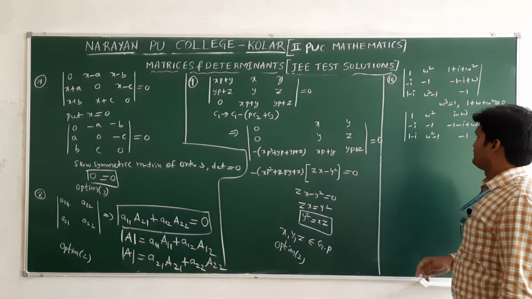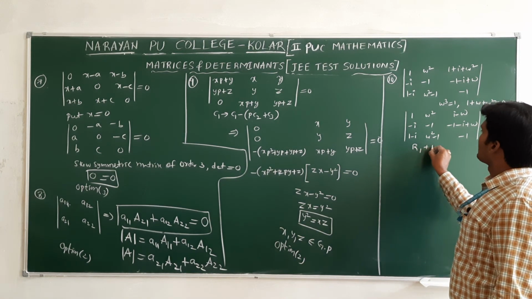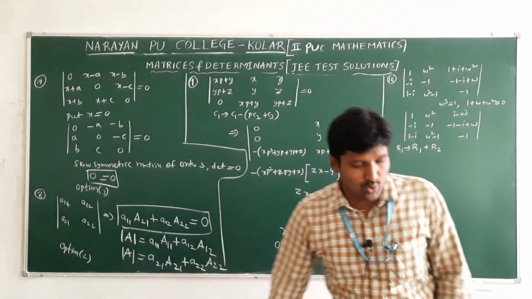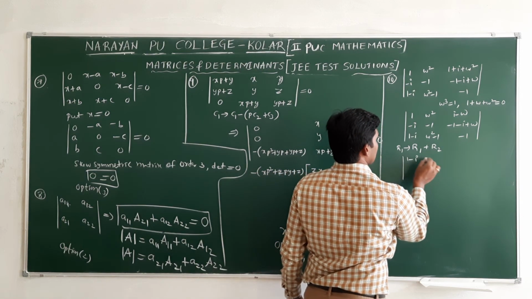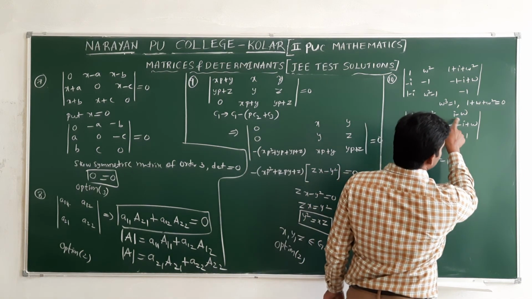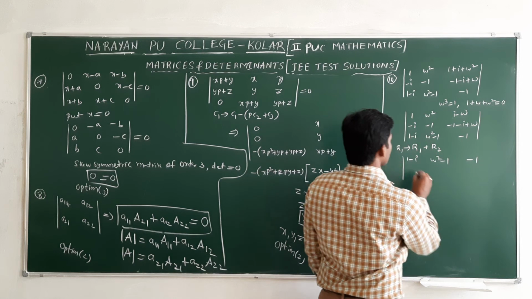Now I will add R1 plus R2. Adding R2 row completely to the R1. Now what will come? 1 minus i, omega square minus 1. By adding here, plus i, minus i cancel. Minus omega plus omega cancel. What will we get? Only minus 1.